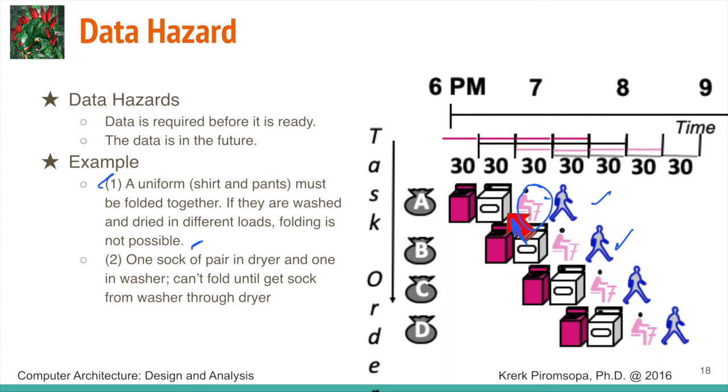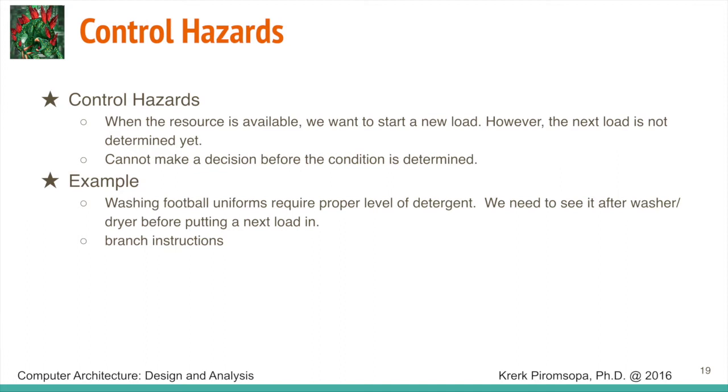Or another example, you got one sock in a dryer, another one in a washer. Once you're done with the dryer, you cannot fold your socks because the other one is still in the washer. And for control, resource is available, but you don't know what instruction or what batch to start. It's like, oh, I have done. What next? And nobody can answer that. Well, that's comparable to the branch or control.